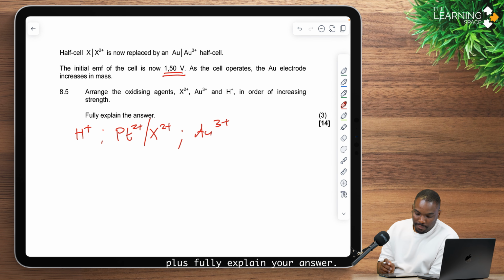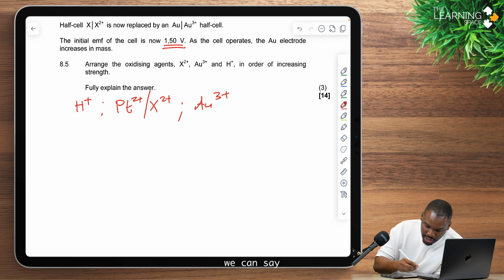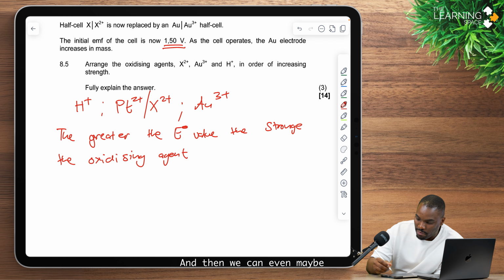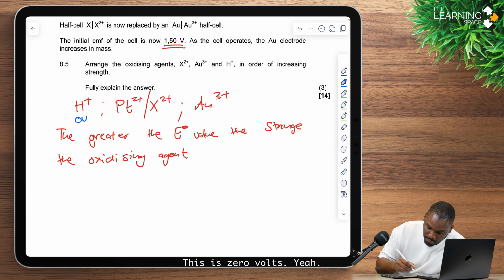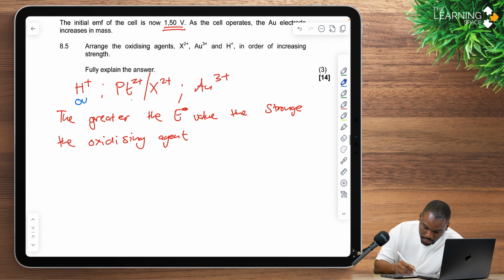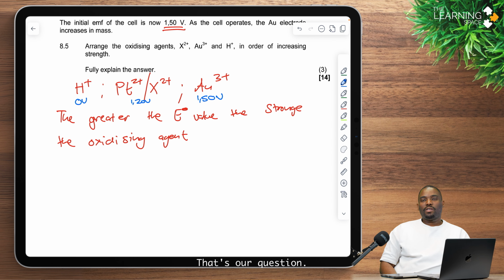Fully explain your answer. In that case, we can say the greater the E naught value, the stronger the oxidizing agent. And then we can even put the values there so that they've got them. This is 0 volts here. This was given to us as 1.2. And this is 1.50 volts. And that's 14 marks. That's our question. Well done, guys.